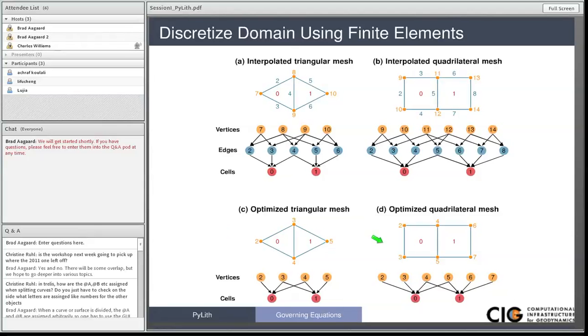Same thing for a quadrilateral. We have our 2 quadrilaterals, 0 and 1. Quadrilateral 0 is made up of 2, 3, 4, and 5. Quadrilateral 1 is made up of 4, 5, 6, and 7.